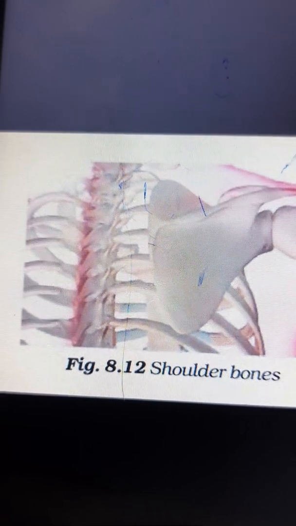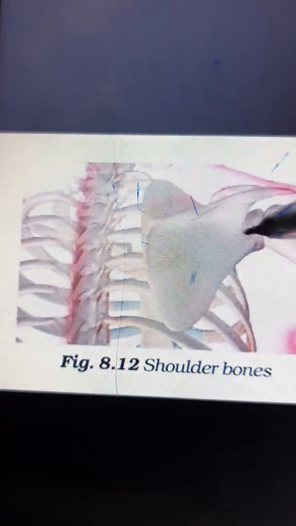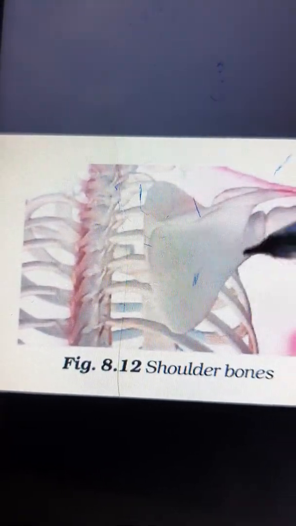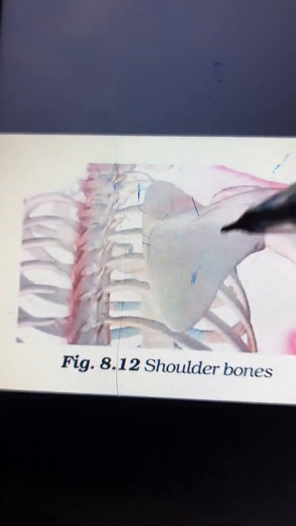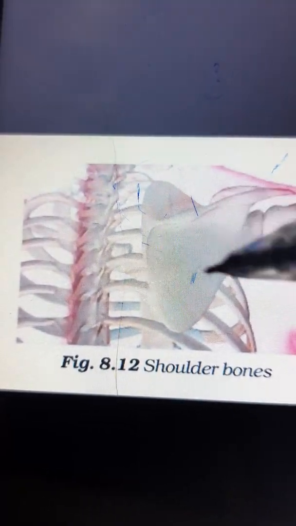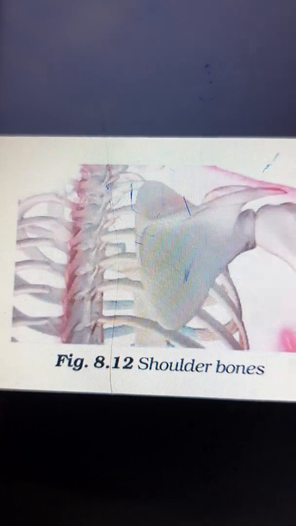So your shoulder bones are just like these. Here you have your shoulder bones, okay. These are the ribs downside here. So here you have the shoulder bones, okay. So these are the shoulder bones. Just make it in your notebook.